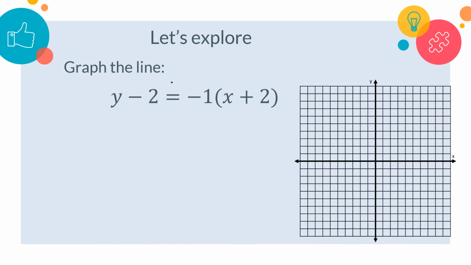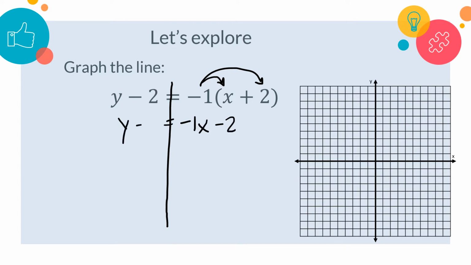With what you know right now, if I asked you to graph this line, you would probably isolate y, and you'd start by distributing. You'd kick that -2 over. And then you would have an equation that you can graph because you would know the y-intercept's 0 and you could go down 1, right 1.